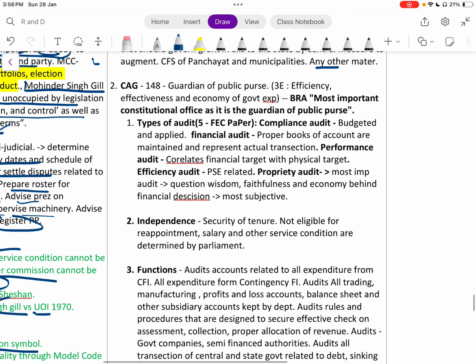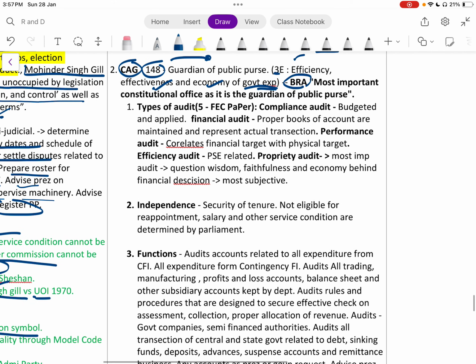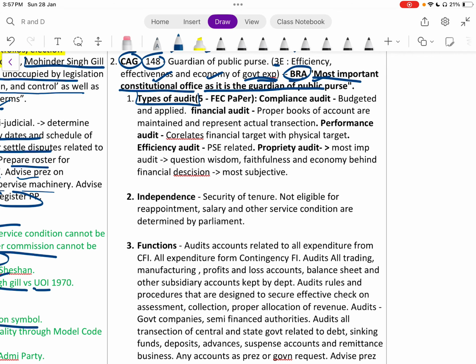Okay, CAG, Article 148, is the guardian of the public purse. It focuses on 3E, that is efficiency, effectiveness and economy of government expenditure. Dr. B.R. Ambedkar has said that it is the most important constitutional office as it is the guardian of the public purse. Okay, three types of audit are done.